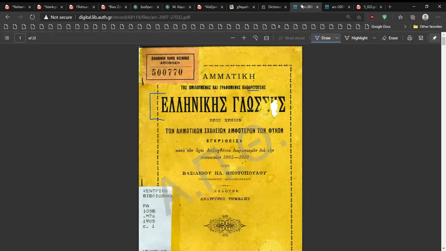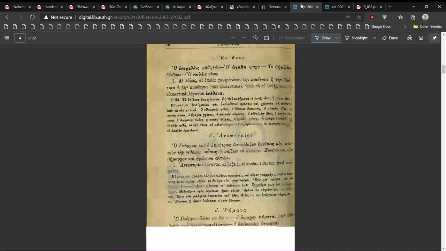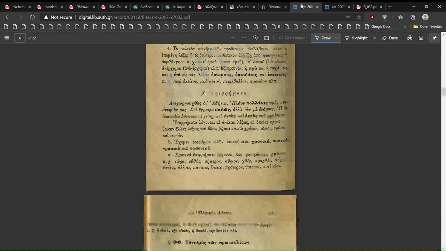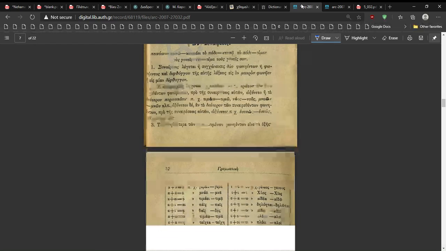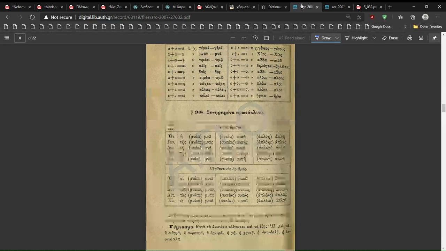So this book, unfortunately, we only have in parts. There is no PDF that contains the full book. What I have here, they start with the nouns. So I will show you how the nouns were taught in a Greek school in 1905, in the beginning of the 20th century, and also some hints that you can use as somebody who studies modern Greek.